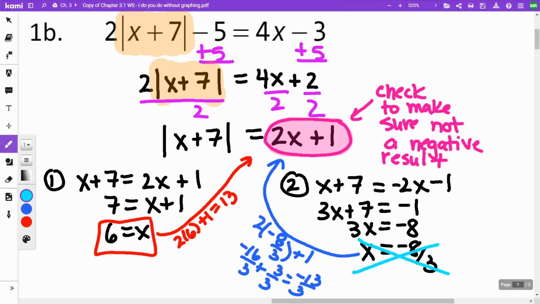So on these problems, the one I did with us originally, both answers worked. The second one, one answer worked. It is possible to get no answers that work.